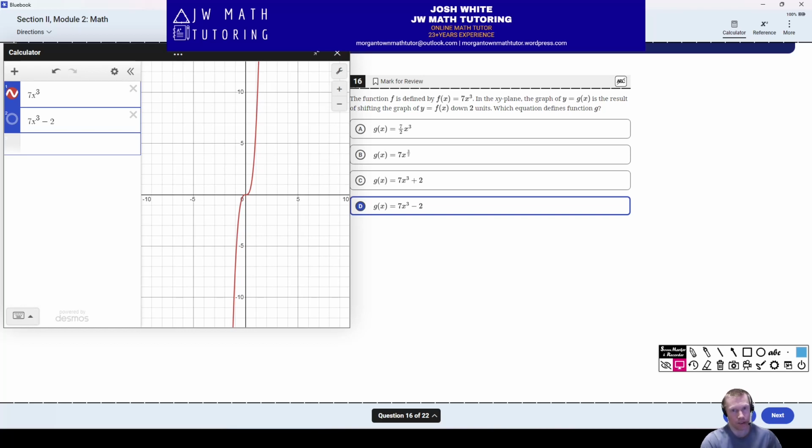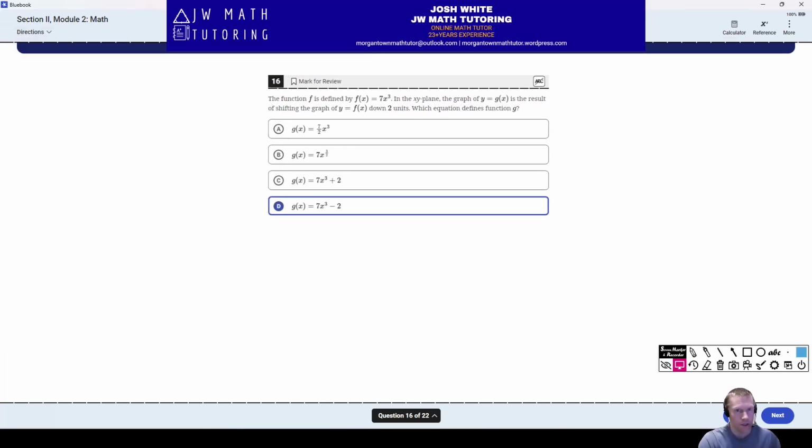And if you try A and B, you'll see that B has a different exponent. It's going to be a completely different type of function, and A is just going to affect the stretching of it because the coefficient in front is different. There's not going to be any shift. So that's how you could do that in Desmos as well. But again, correct answer is letter D.